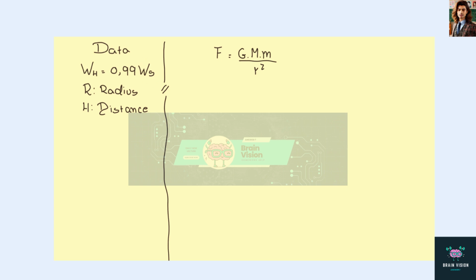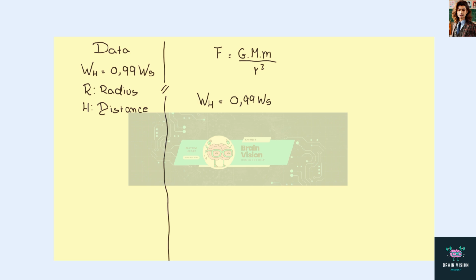The weight of the object at a distance h from the surface of the planet is equal to 99% the weight of that same object at the surface of the planet. 0.99, because it's equivalent to 99%, which says that the weight of that object at a distance h is 1% less than the weight of that same object on the surface of that planet.